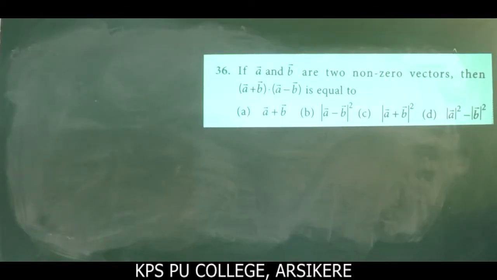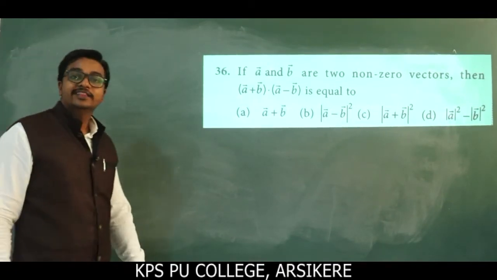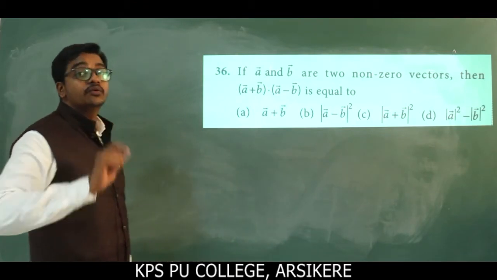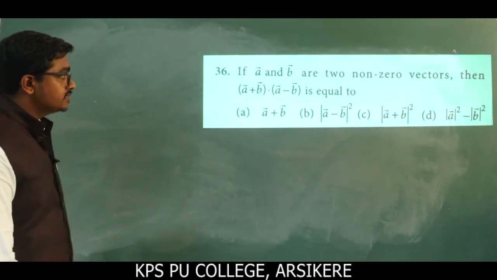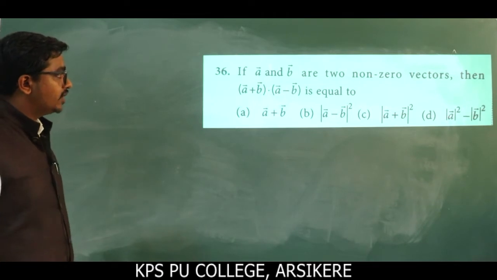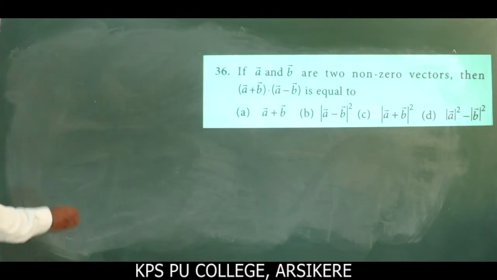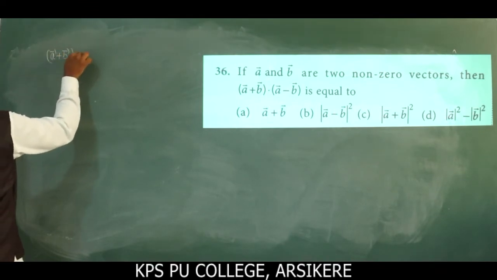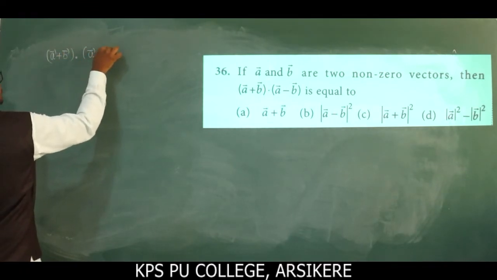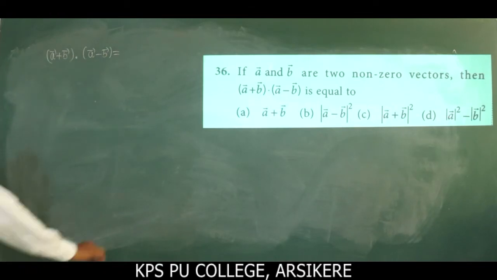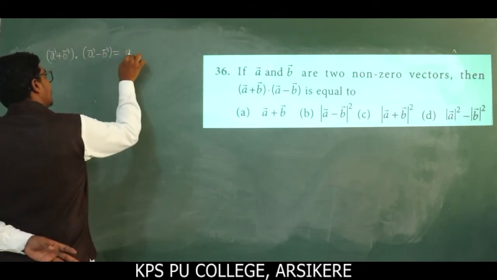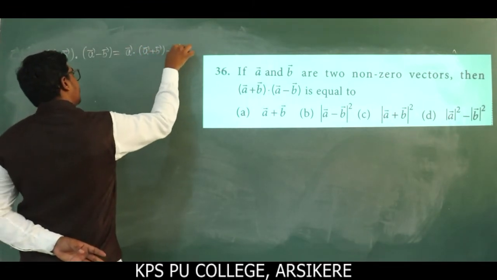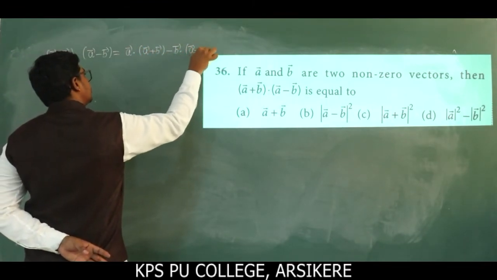Now dear students, we are moving to the next question. This is question number 36. If vector A and vector B are two non-zero vectors, then (vector A plus B) dot (vector A minus B) is equal to, let us simplify the terms here. First vector A dot (vector A plus B) minus vector B dot (vector A plus B).